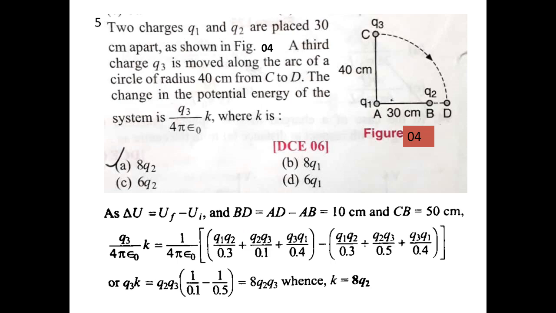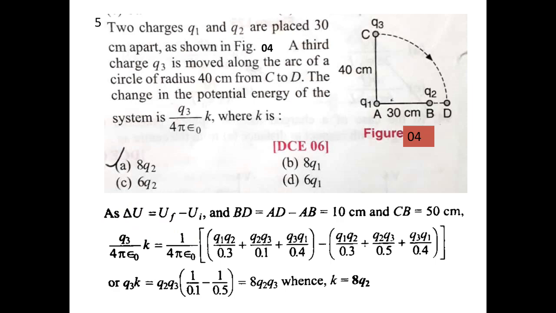The change in potential energy of the system is Q³K by 4πε₀, where K is... Now you have to find the value of K. So the given condition is that the change in potential energy of the system is given to us. So we can write the change in potential energy as ΔU = UF − UI. Here UF is the final potential energy of the system and UI is the initial potential energy of the system.